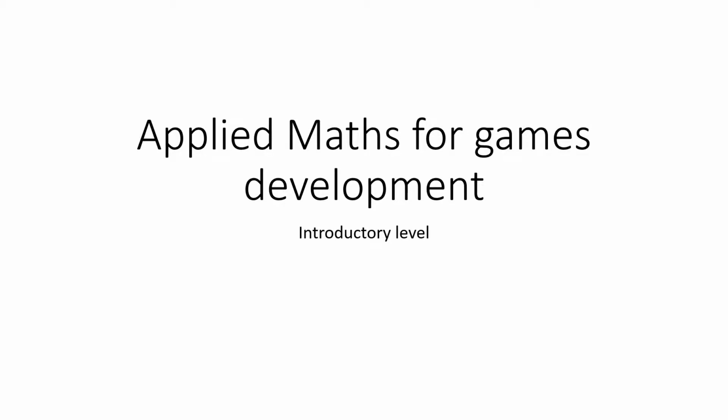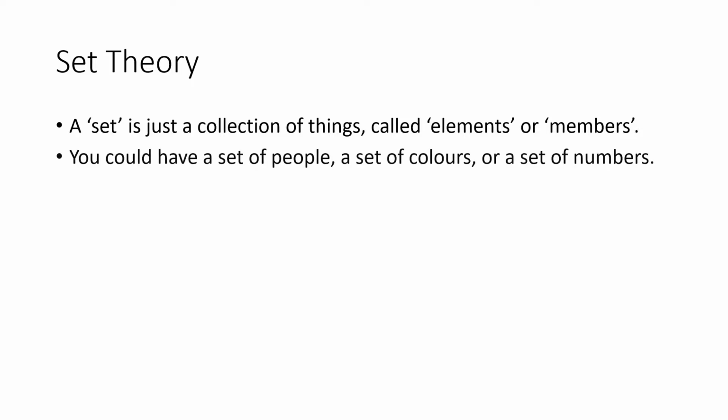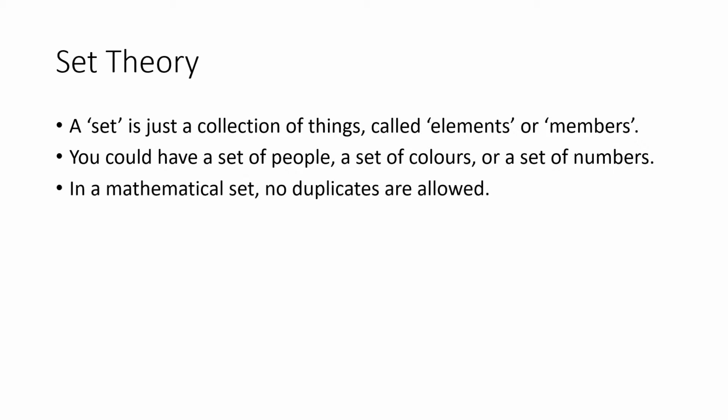Okay, part 10 of applied math for game development. This is set theory, just the basics. So set theory involves sets, and a set is just a collection of things. These things are called elements or members. For example, you could have a set of people, a set of colors, or a set of numbers.